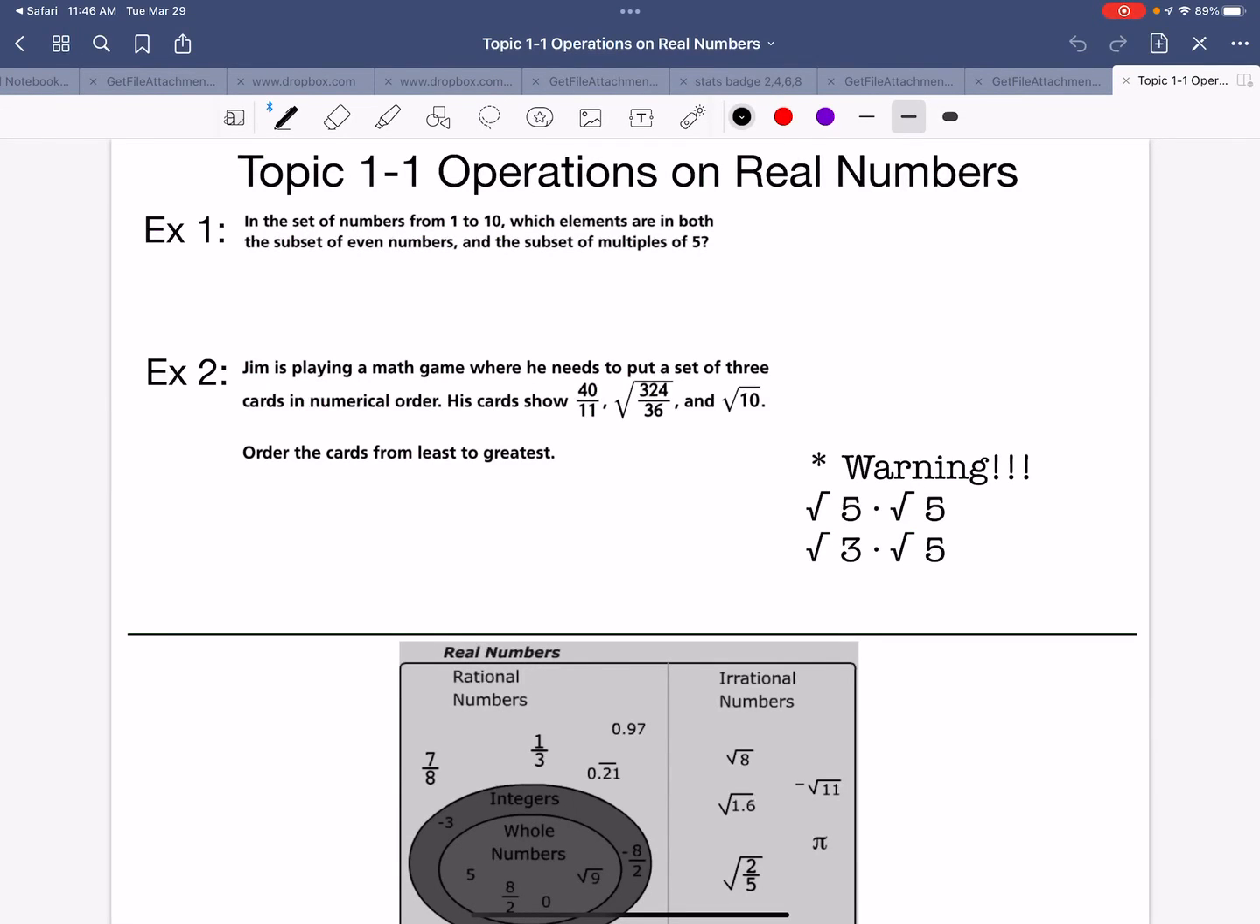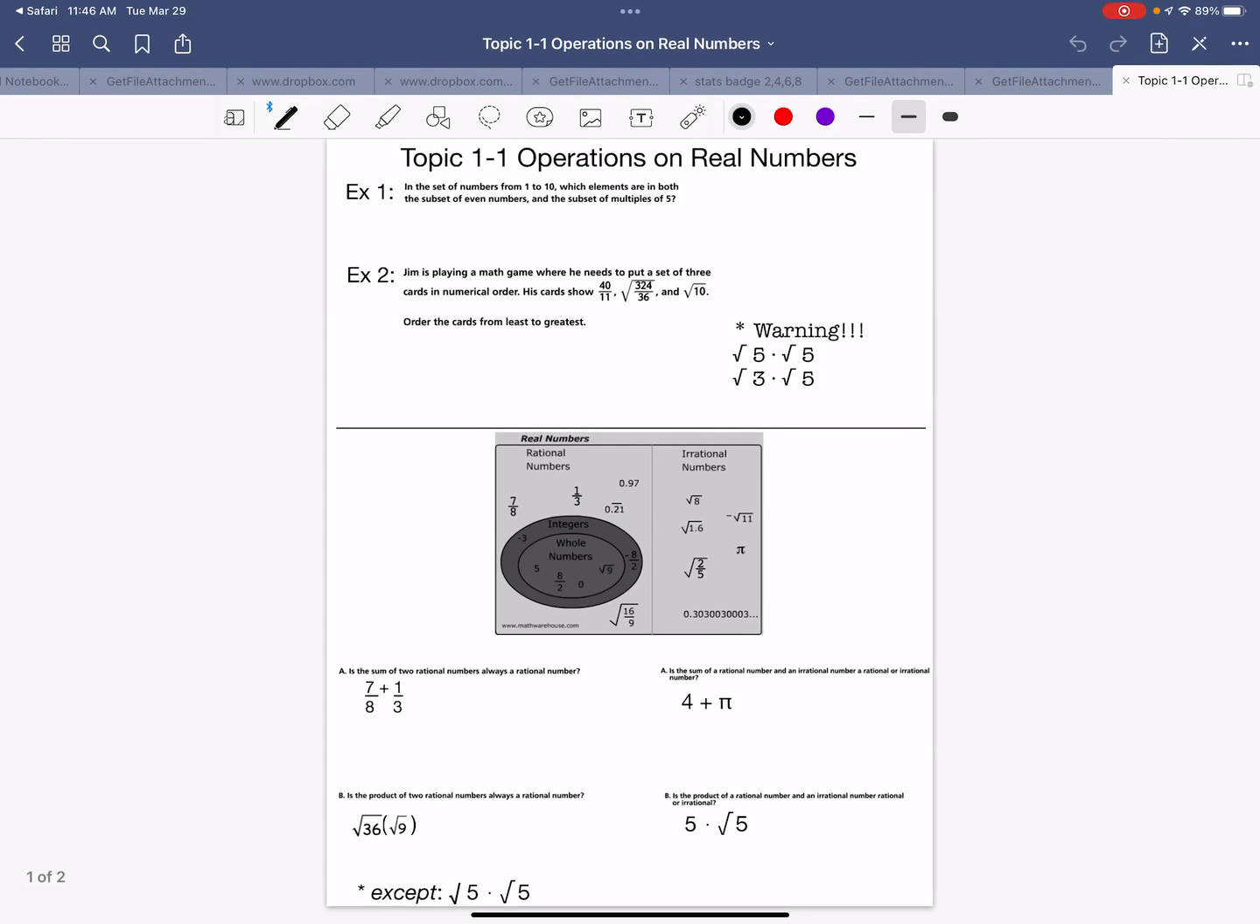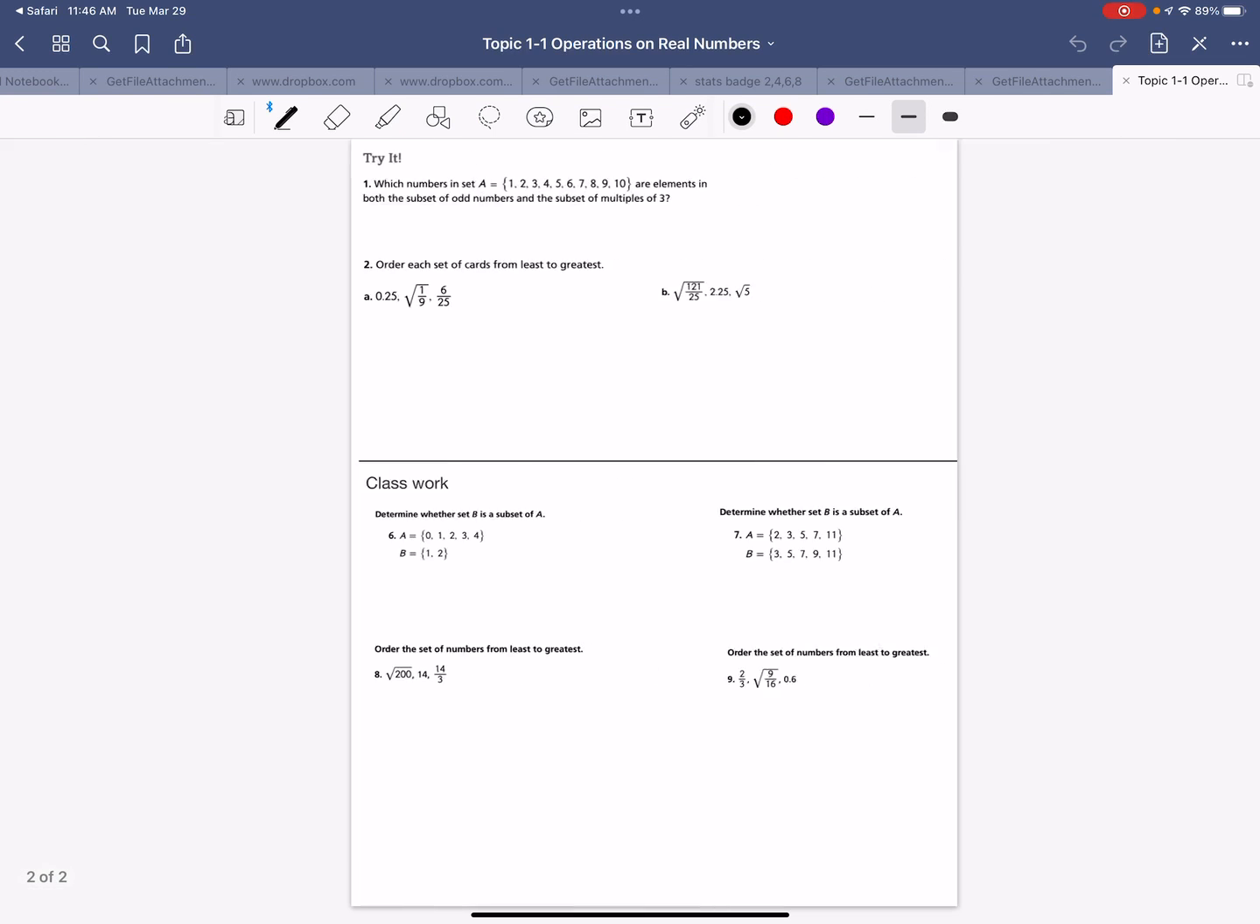Hey guys, we're going to take some notes for sticker 3. So let's do it. Okay, so we took notes on this today.